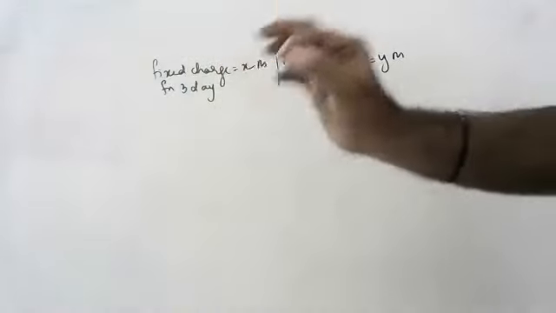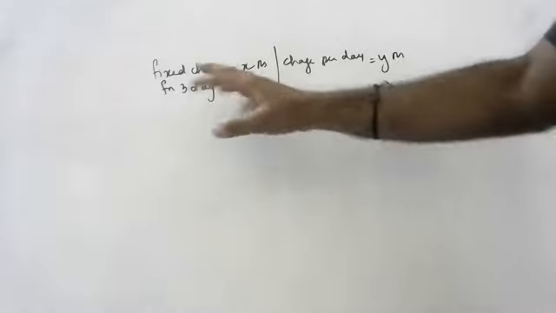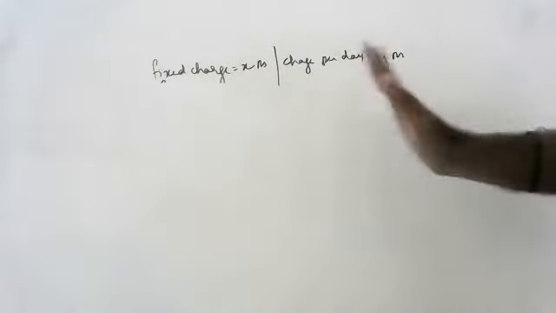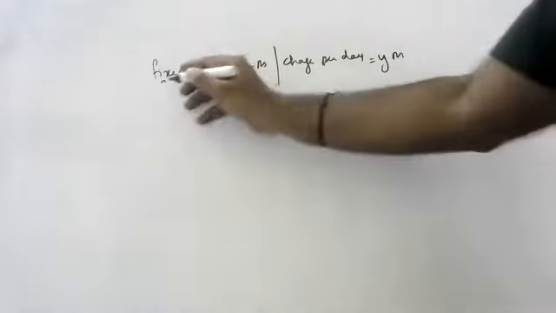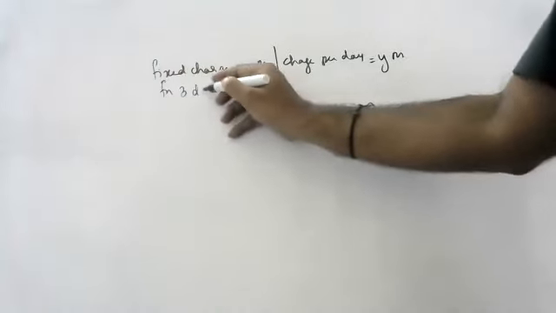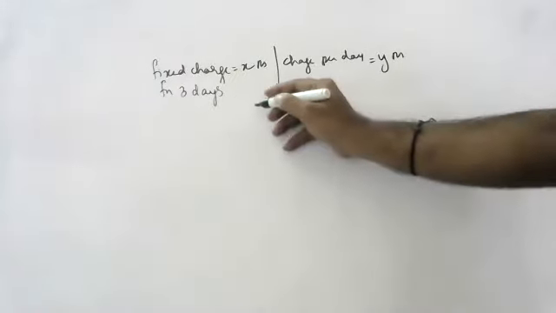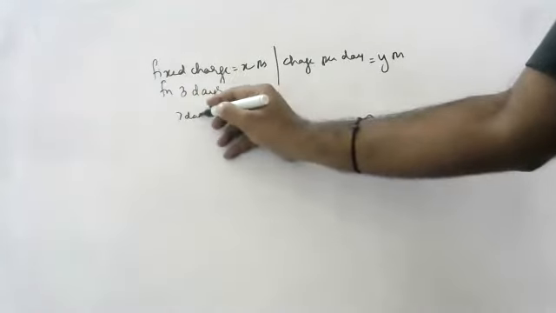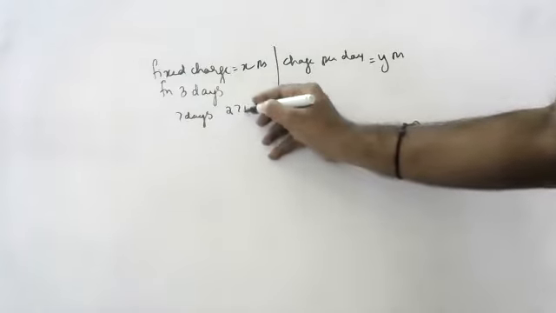Be careful, children, how you form the equation in questions like these. If 3 days were not given, it was easy. But the fixed charge for 3 days they have asked. If they ask like this, see here: Sarita paid 27 rupees for 7 days. For 7 days, one girl paid 27 rupees.